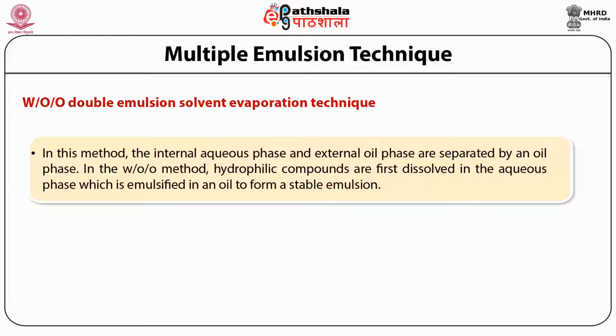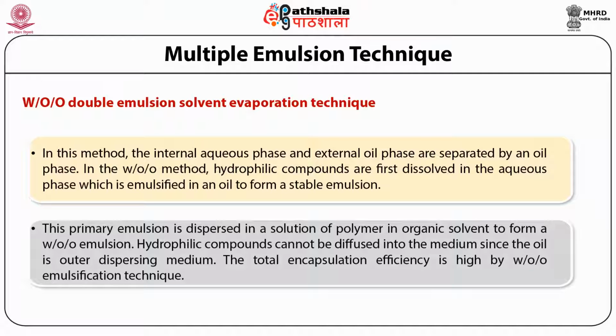In the water and oil method, hydrophilic compounds are first dissolved in the aqueous phase. Then it is emulsified to form a water and oil emulsion, which is a primary stable emulsion. This primary emulsion is further dispersed into a solution of polymer, which is dissolved in an organic solvent to form a water and oil in oil emulsion. Hydrophilic compounds cannot be diffused into the medium since the oil is the outer dispersing medium.